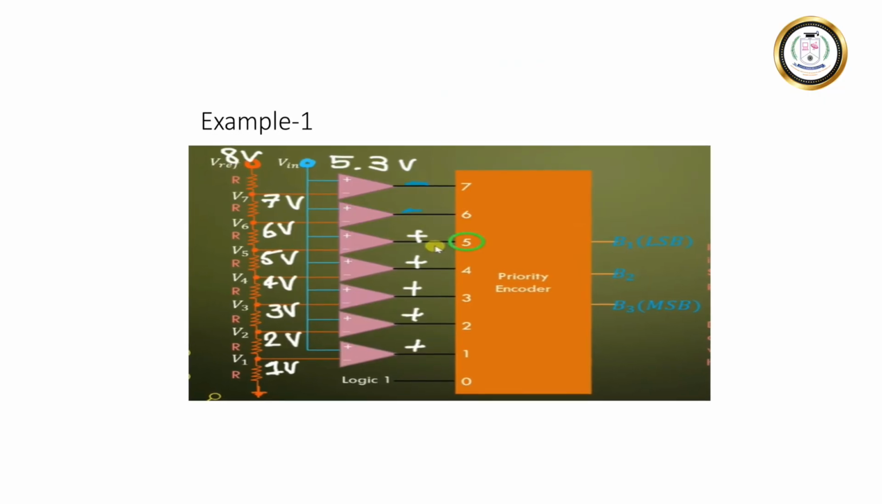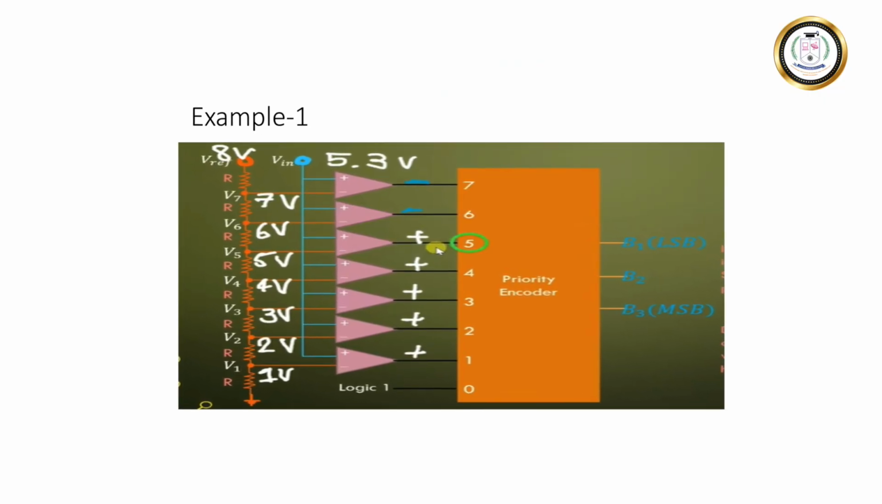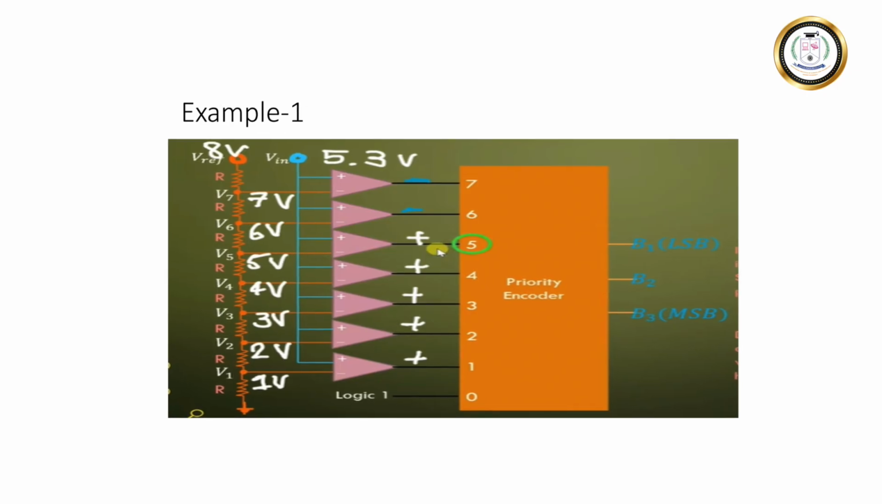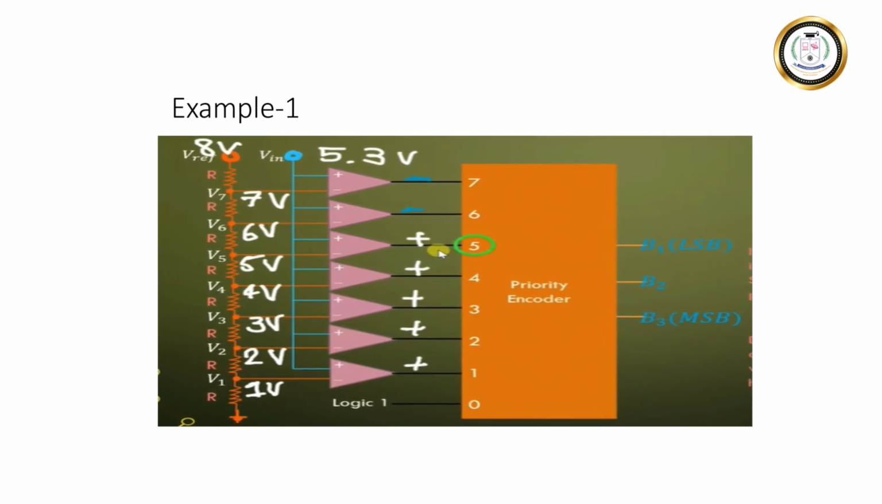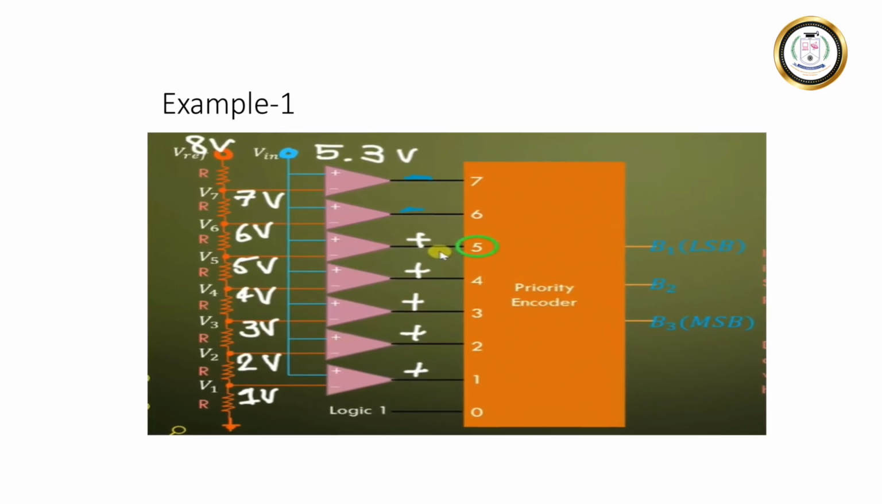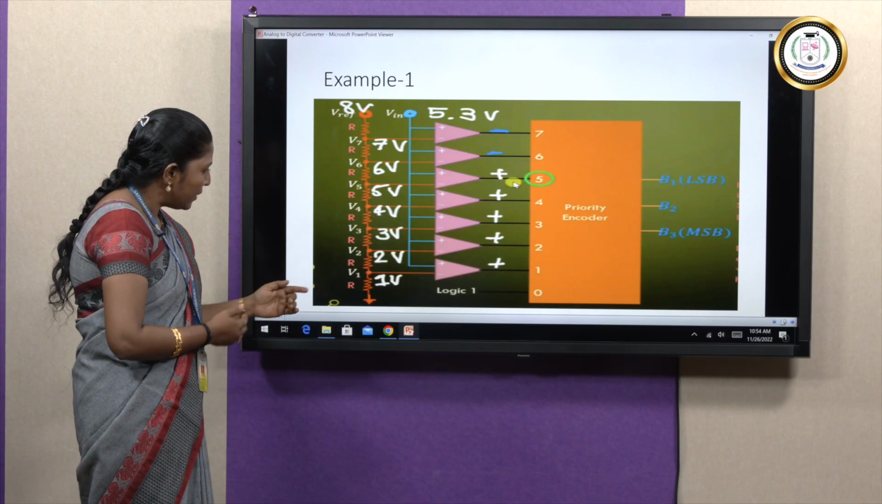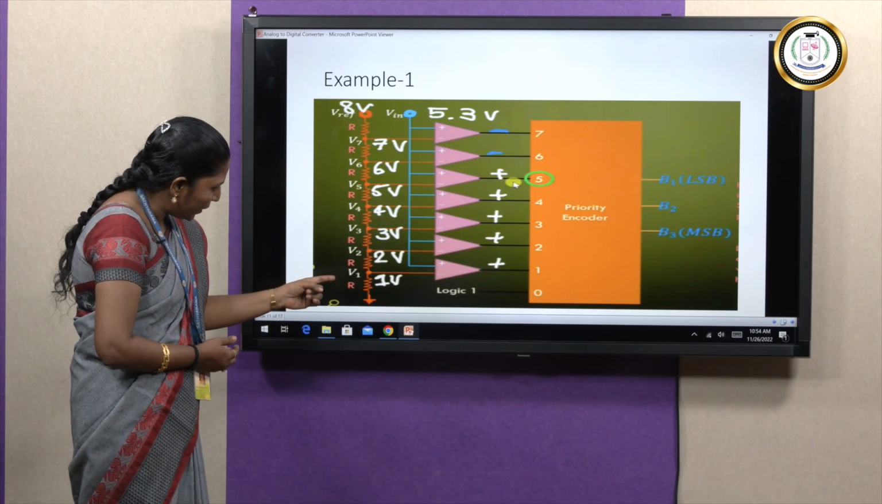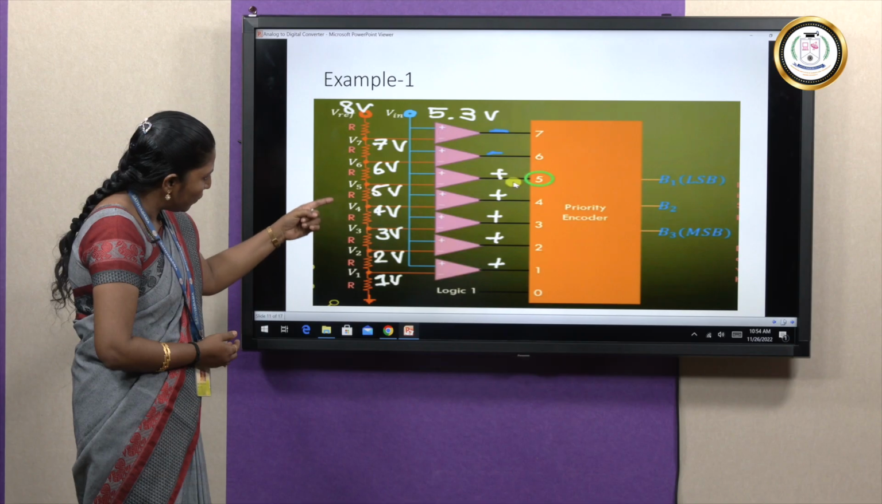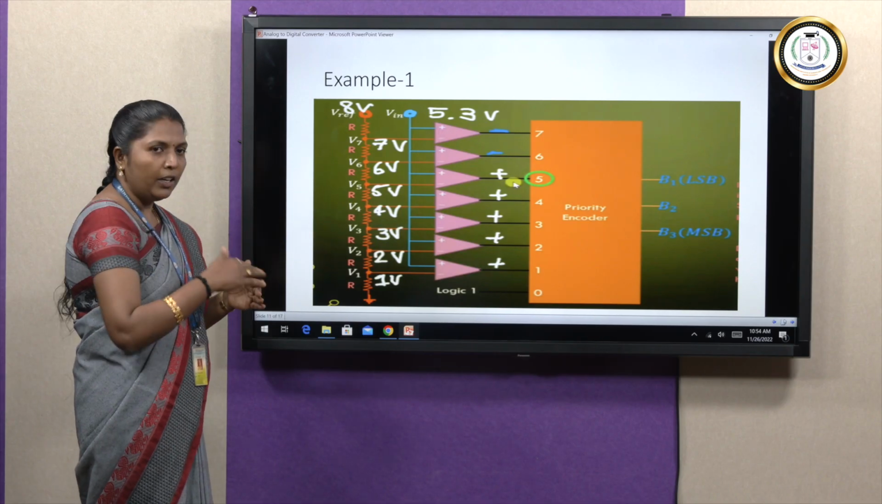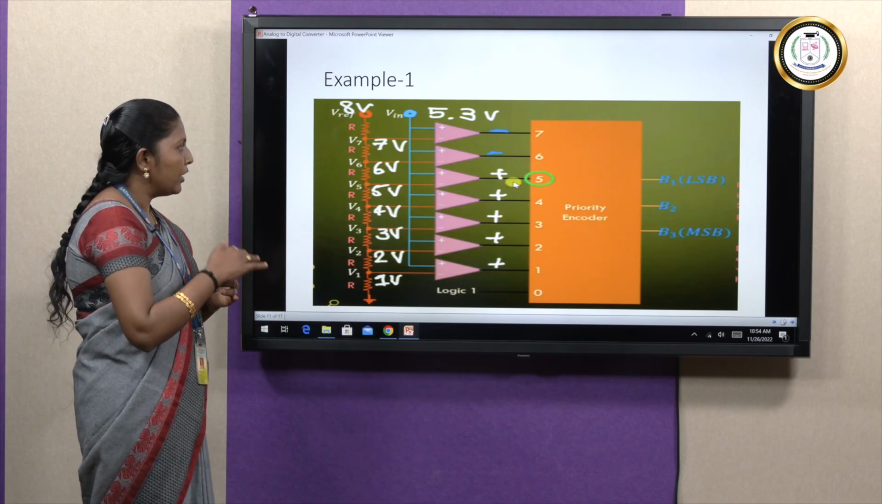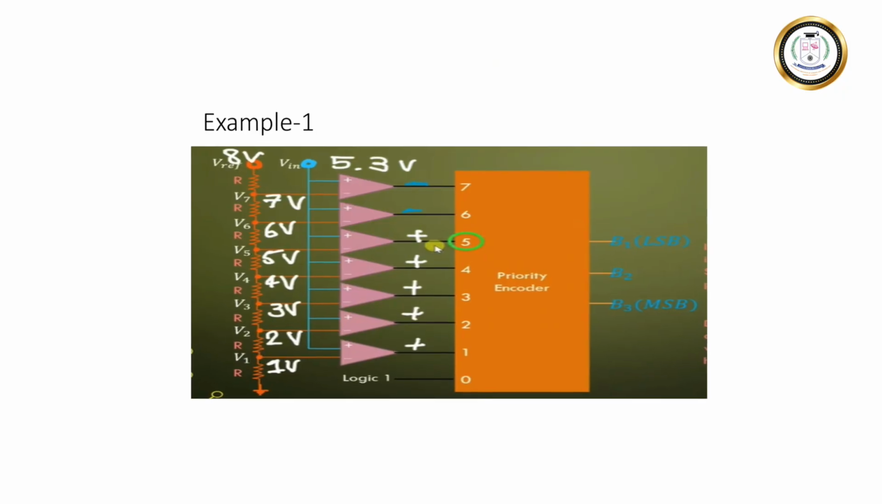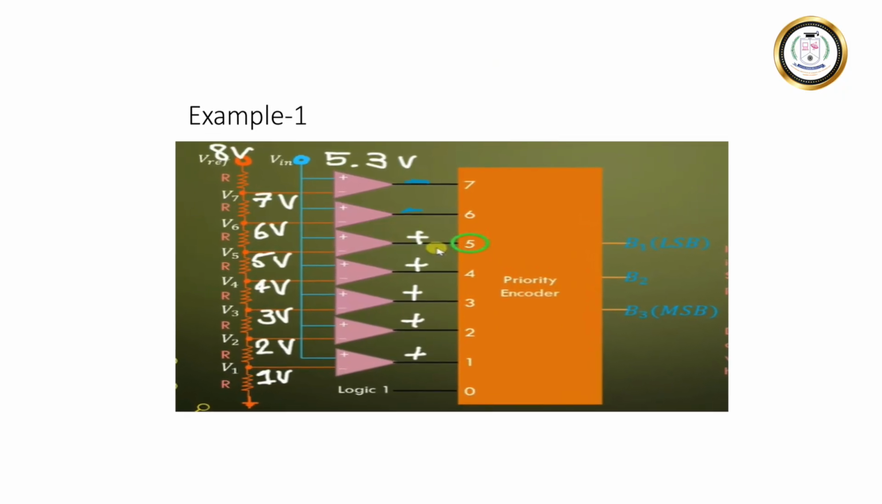So in this example, my analog voltage is 5.3 volts, and I have chosen the reference voltage to be 8 volts. If the reference voltage is 8 volts, the resistor divides that, so the lowest comparator will be given 1 volt, and 2, 3, 4, 5, 6 and 7 volts will be given correspondingly to the negative terminal of the comparators. To the positive terminal, 5.3 volts will be given.